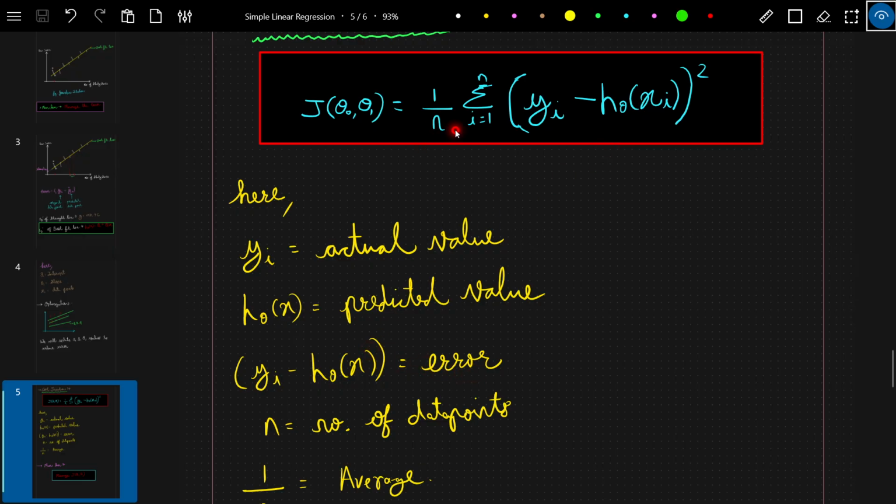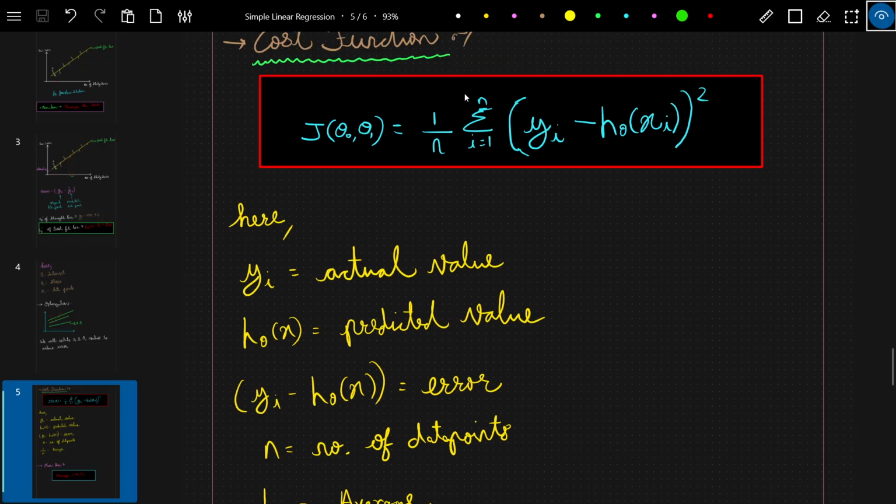Now, n is known as the number of data points, guys. And what is 1 by n? Here we are doing 1 by n, which means we are doing an average. Here we are taking the average of all the errors, guys. So this is what we call the equation of the cost function. I have broken down this big monster in front of you. This is known as the cost function equation, which is 1 by n summation of i equal to 1 to n, y of i minus h theta of x of i, whole square.